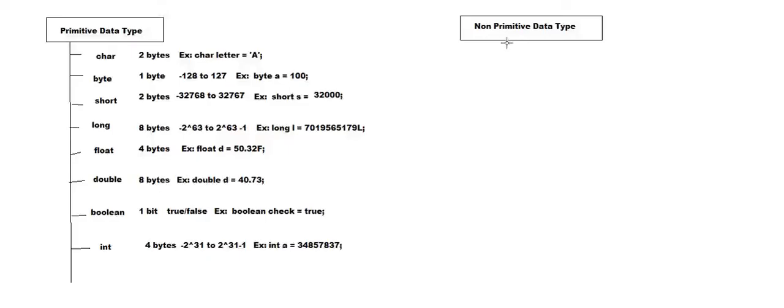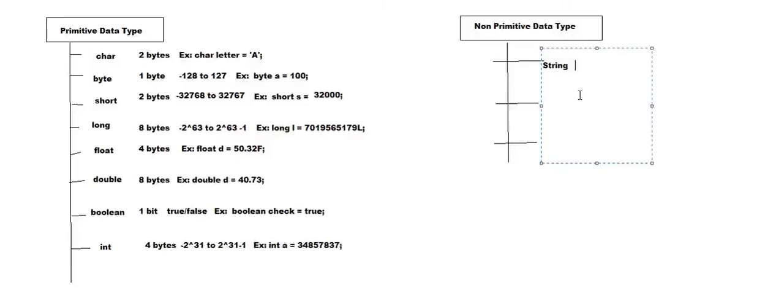For example, the first one is string. A string is also a non-primitive data type, and we will talk about string only. So string is a class. All the non-primitive data types are in the form of classes only. If anyone asks you what is string, string is a data type. Yes, it is a data type, but it is a non-primitive data type.